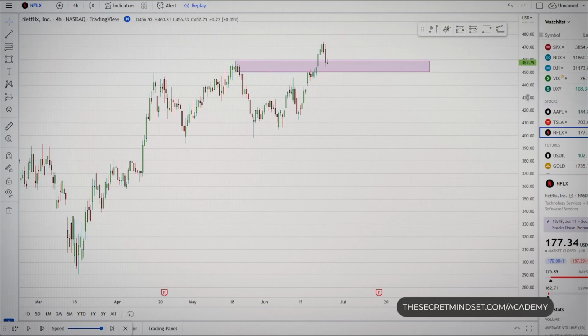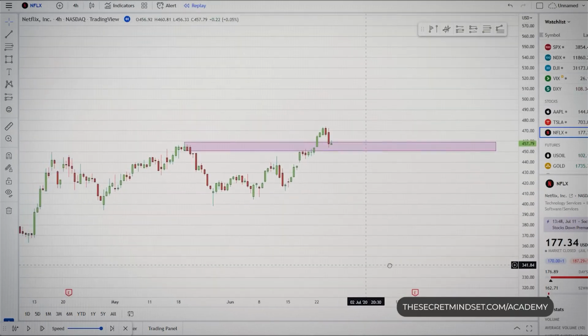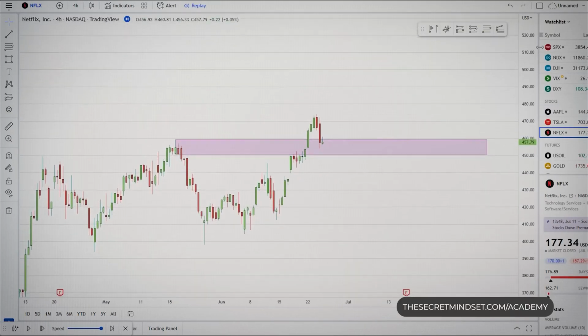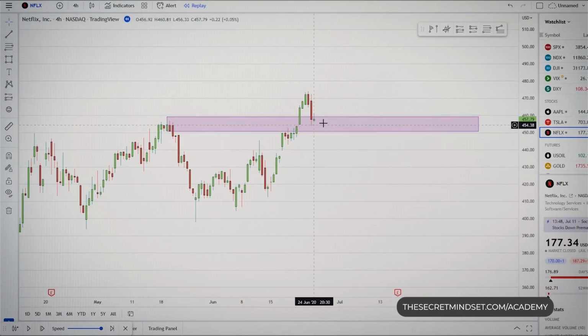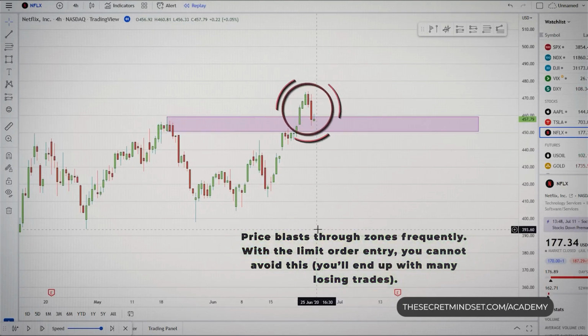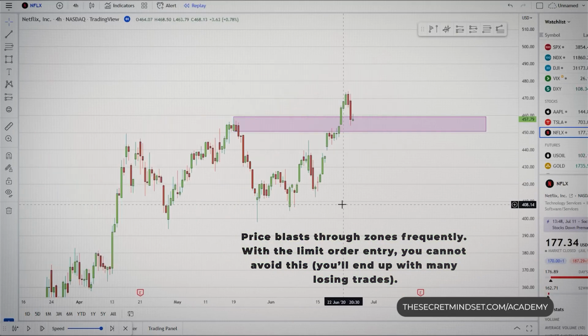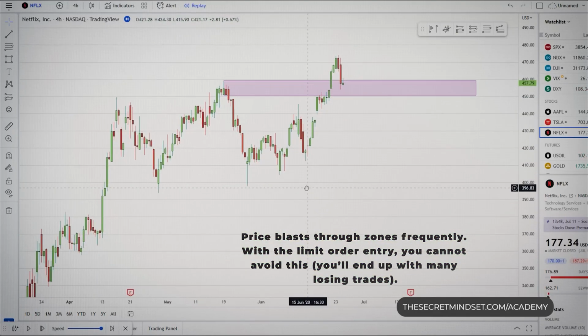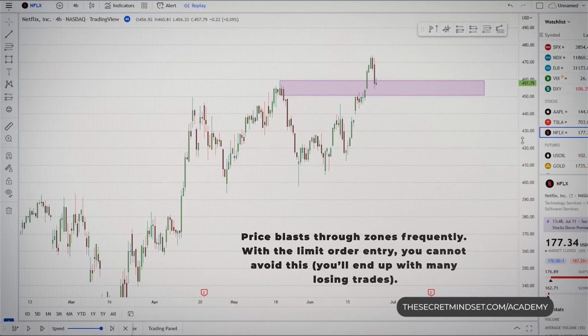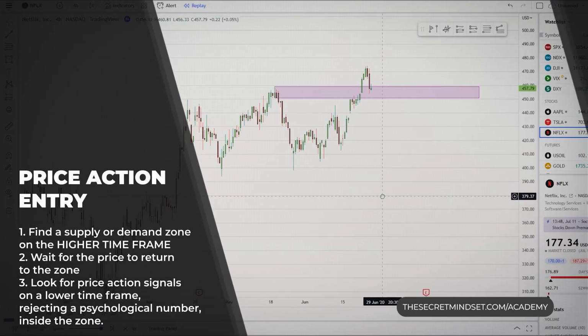This would not be a problem if all supply and demand zones worked all the time, but they don't. Price blasts through zones frequently, usually without stopping. With a limit order entry, you cannot avoid this, so you'll end up with many losing trades. With a price action entry, however, things are different.